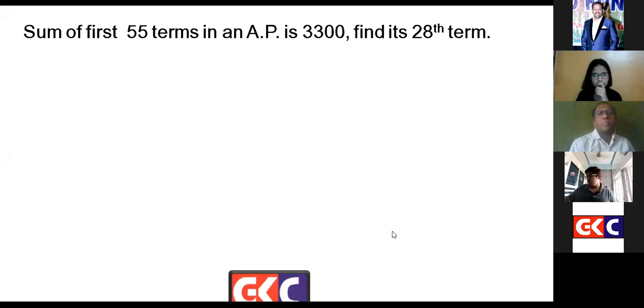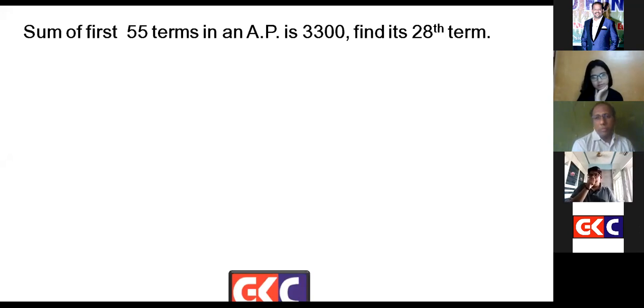Yes. Yes. Okay. So as the question reads, the sum of first 55 terms in an AP is 3,300. Find its 28th term. We solved a similar kind of sum earlier, but there they gave us two terms and then asked us to find the sum of something else. Here, if you see carefully, they just gave us the sum of first 55 terms, meaning S55 is given. And what do they ask us to find? The 28th term. Not the sum, the term. Meaning they want me to find T28.